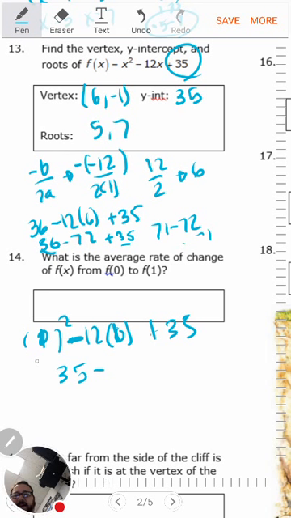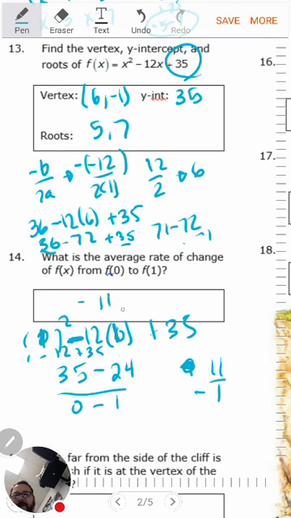So that's 1 minus 12 plus 35. So 36 minus 12 is 24, all over 0 minus 1. So that is, I believe, 9. Nope, 11. 11 over 1. Okay, over negative 1. So it's a negative 11 over 1 rate of change.